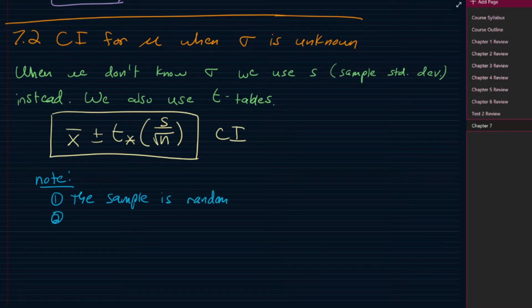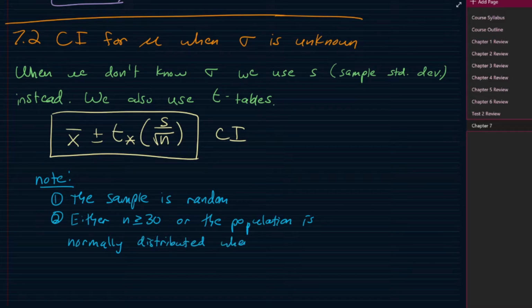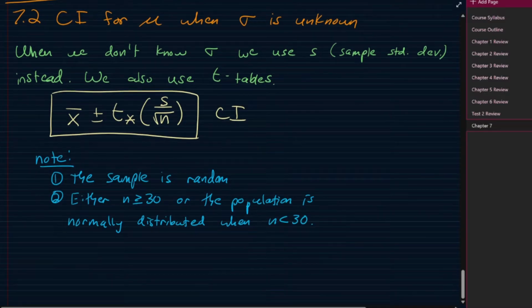And either n is greater than or equal to 30, or the population is normally distributed, when n is strictly less than 30. Okay, so let's look at an example, and within that example, I'll show you guys how to use the t-tables.